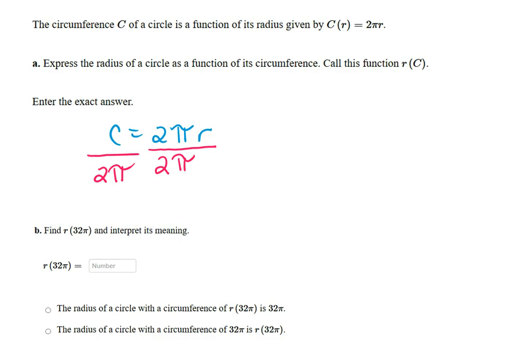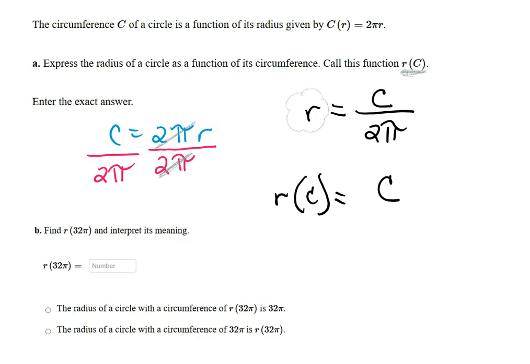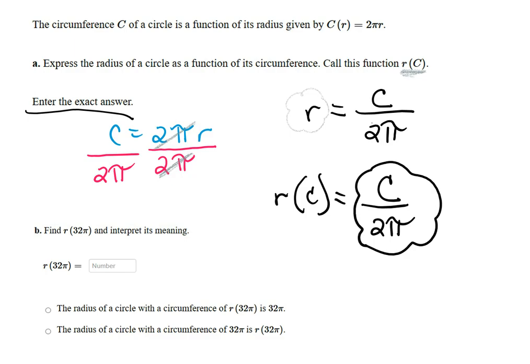Just like anything else, a 2 pi over a 2 pi is a 1. So really what I have is 1r. Okay, so I have r equals c over 2 pi. But they want this in functional notation. They want you to write it like this. So you write r of c equals c divided by 2 pi. And it does say enter an exact answer, so this is my exact answer.